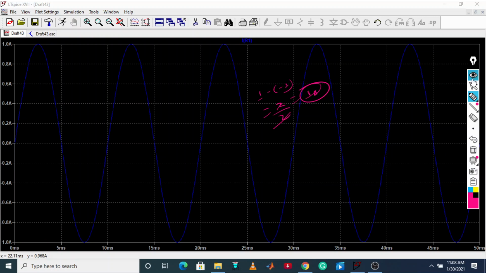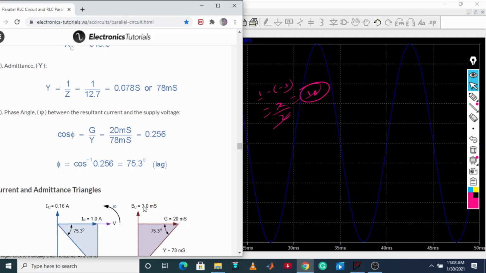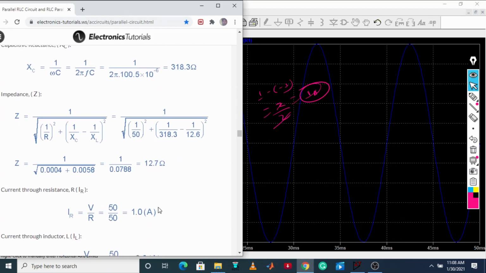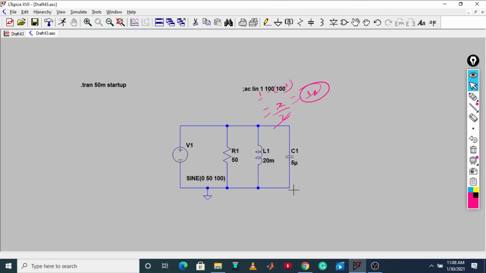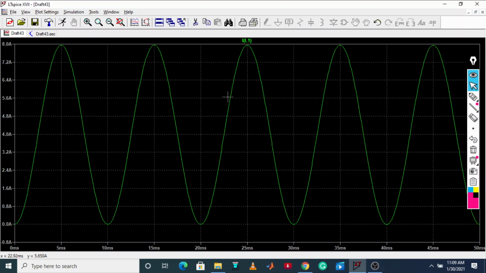Now if you want to verify, if you come here, the current was 1 ampere. Now let us go and see the current across the inductor. Let me delete this one. Now if you see the current across the inductor, it has been simulated. This is your current across the inductor. Now let us calculate the maximum current.